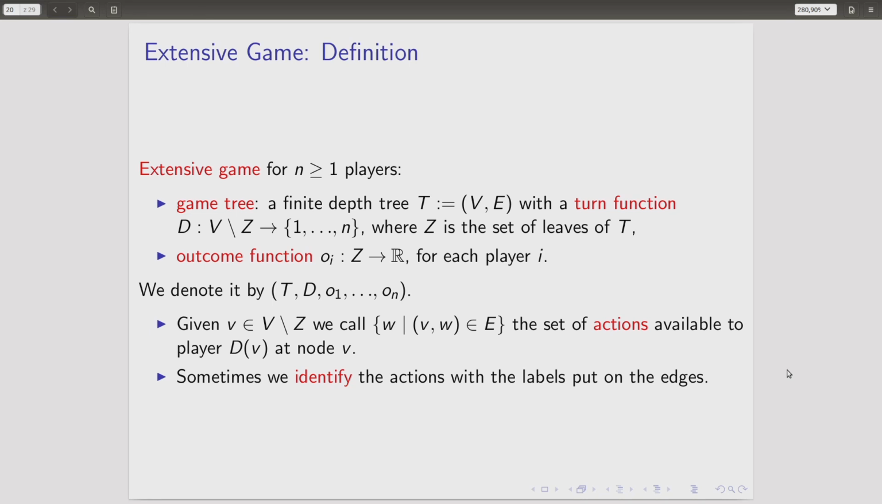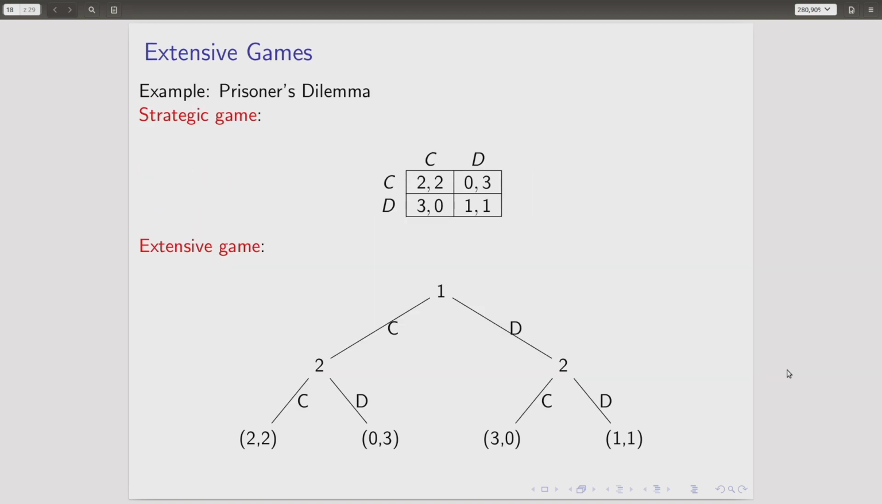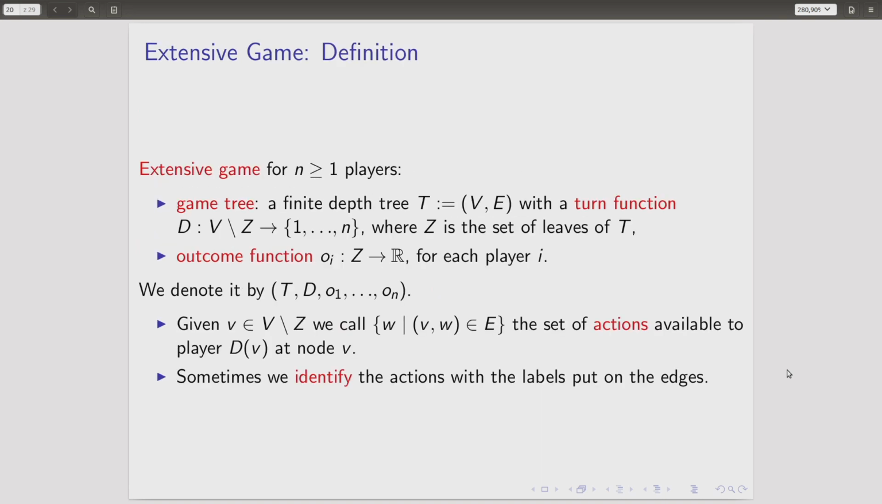So this is this function d. There is a set of leaves which are called z, and the outcome function assigns to each leaf a payoff for each player. So this is here an example. This function, which assigns to the leaf of each tree the payoff to each player, is what is now called an outcome function. And this plus this turn function determines the game.